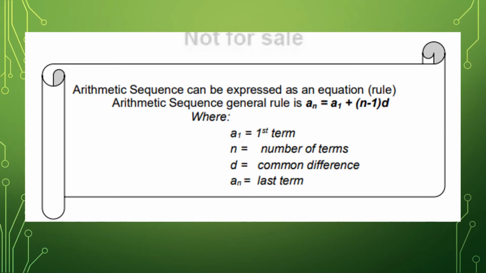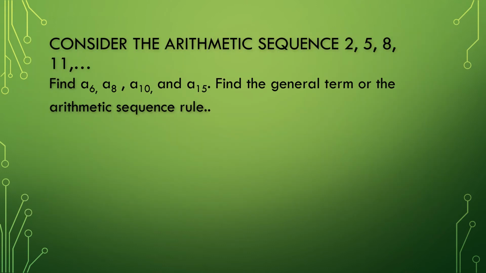An arithmetic sequence can be expressed as an equation or rule, and that general rule is a sub n is equal to a sub 1 plus n minus 1 times d, where a sub 1 is your first term, n is the number of terms, d is the common difference, and a sub n is the last term.